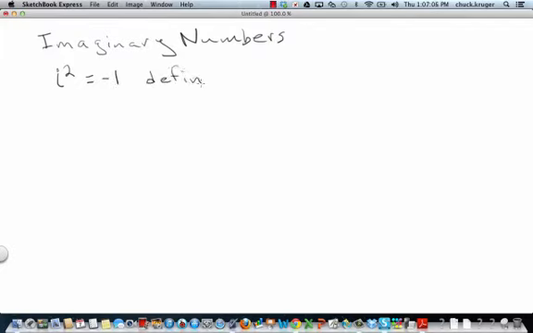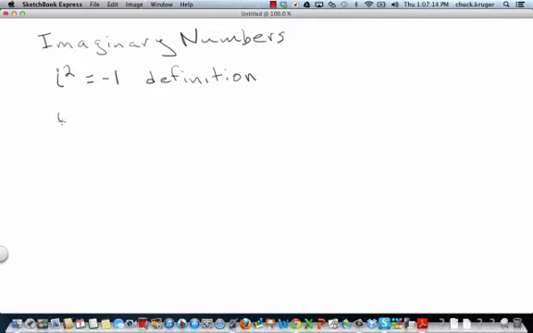I'm going to take a look at what are called imaginary numbers, and I'm going to give you the definition of an imaginary number. Imaginary numbers are defined as this, and we use this letter i for imaginary. An imaginary number, if we square it, would equal negative 1. That's just how an imaginary is defined: when you square this imaginary number, you're always going to get negative 1.